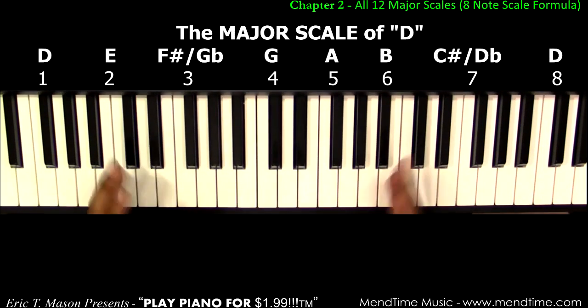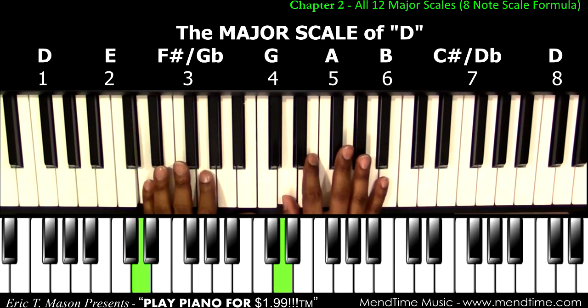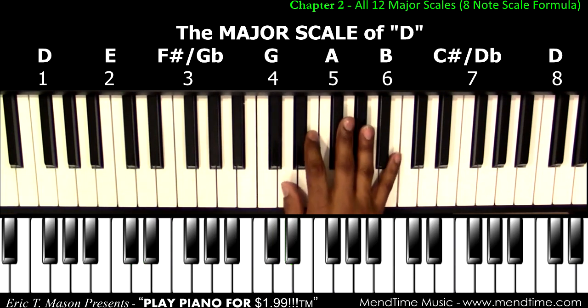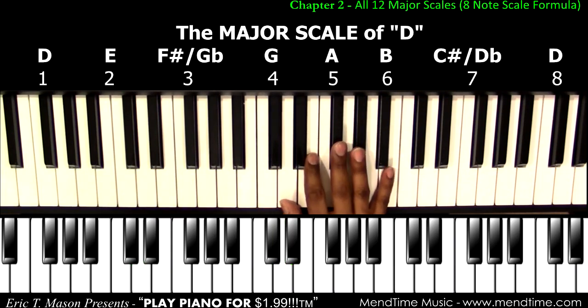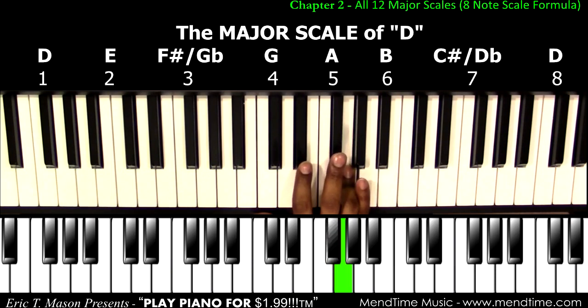Okay, moving right along to the note of D, starting in the scale of D. I just played it in both hands, but we're just going to focus on the right hand just to get started. So we're going to start with the number 1 tone, D. Moving up, whole step. Second tone is E. Whole step, F sharp, G flat. Next is a half step to G.